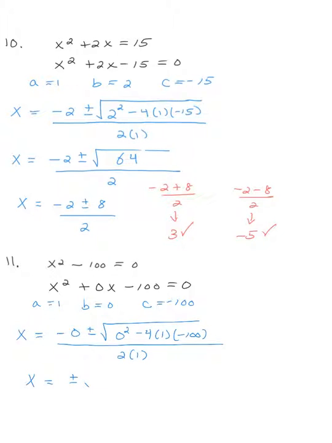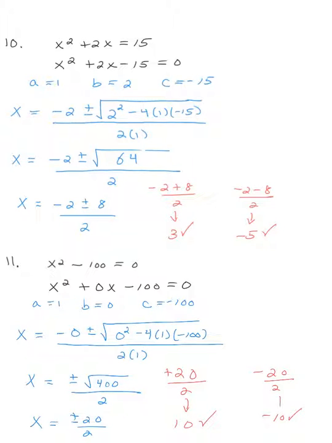So this is plus or minus the square root of, and in my calculator, you can do this in your head too if you'd like, that's 400. And that's all divided by 2. The square root of 400 is 20. So here we have two solutions. It's going to be a positive 20 over 2, or a negative 20 over 2. Here I get 10, and here I get negative 10.